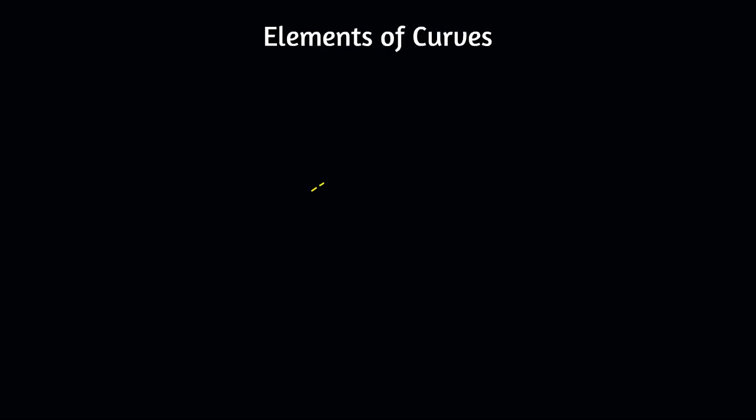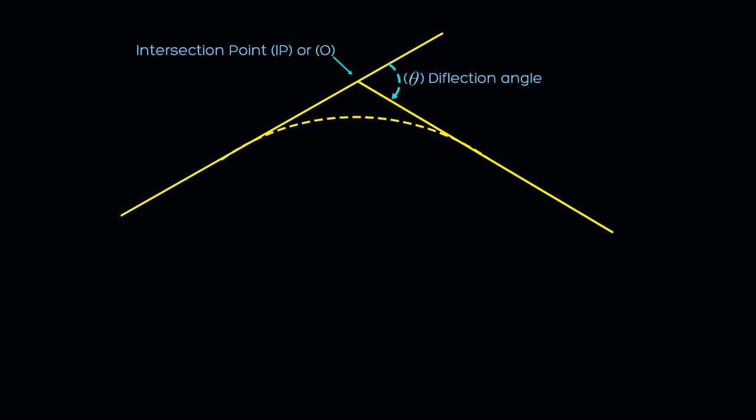Now, let's break down the key components of a simple curve. Curves are used to connect two straight roads that meet at different directions. Point of intersection, IP or O: the location where two straight roads meet. Deflection angle, theta: the angle formed between the two straight roads. Point of curve, tangent point 1 or T1: the starting point of the curve. Point of tangent, tangent point 2 or T2: the ending point of the curve where the road continues as a straight path. Chord length, C: the straight line distance between T1 and T2.